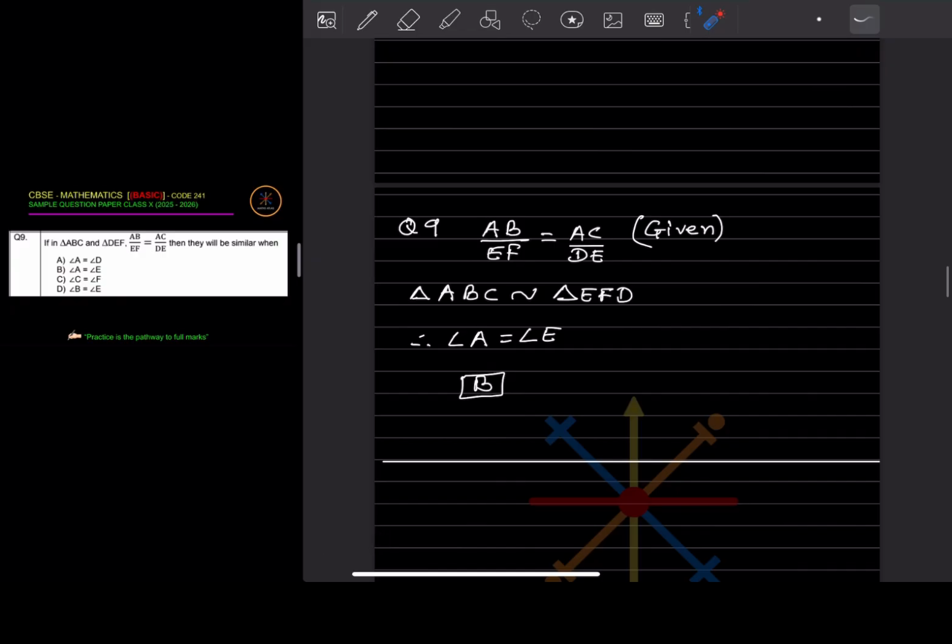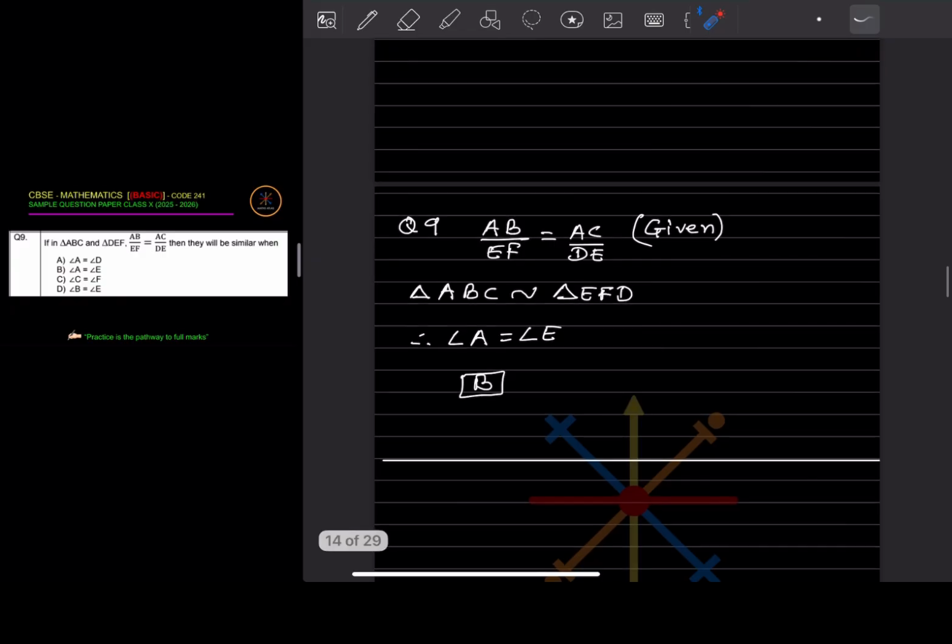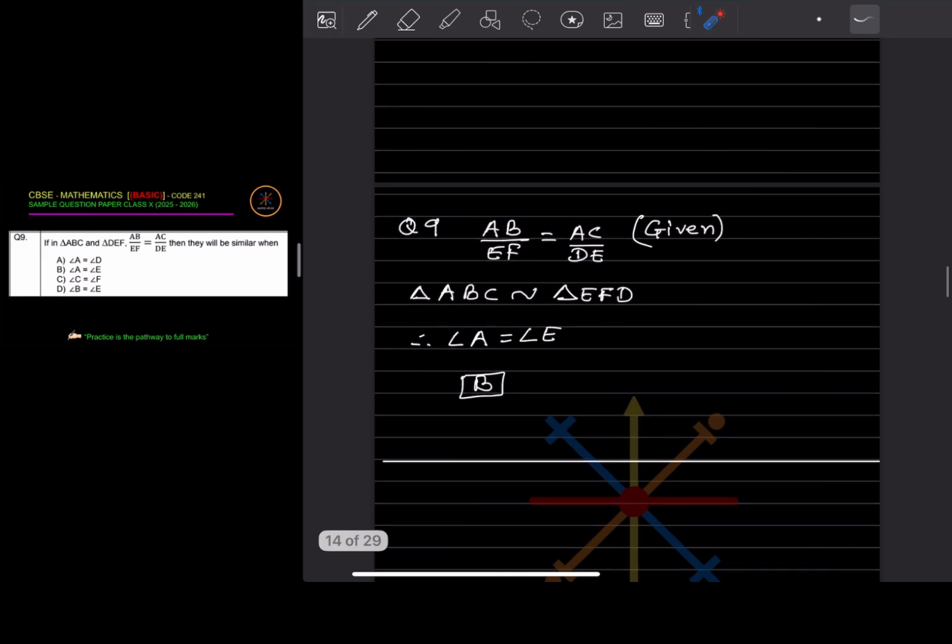Now here in question number 9, in triangle ABC and triangle DEF, AB by EF is equal to AC by DE. Then they will be similar when. So the angles are given. So this is given, AB by EF is AC by DE. So now in triangle ABC is going to be similar to EFD. So now what we can see here, this first and this first, that means angle A is going to be angle E. So the correct option is B.